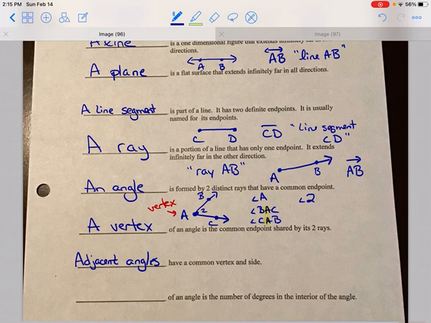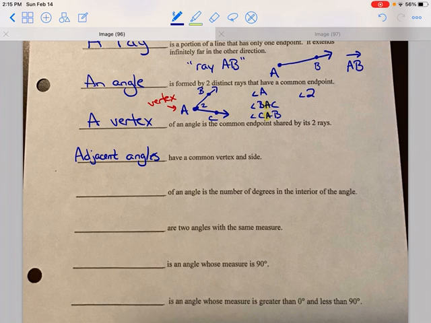Adjacent is one of those weird words that's hard to spell. So let's try to draw out an example of this. We want a common vertex. So let's do an angle going, or a ray going this way and a ray going this way. And then put another ray kind of down the middle.